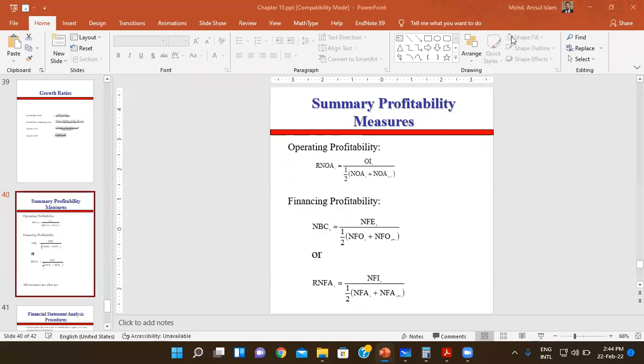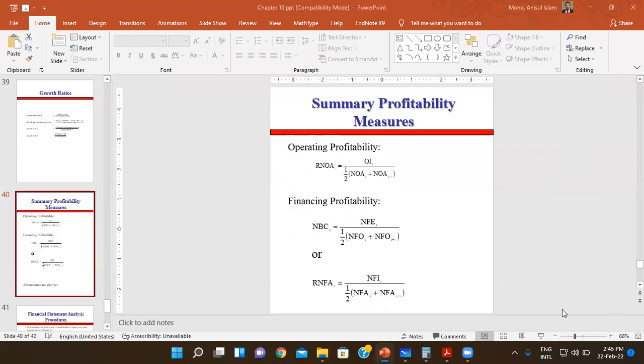Okay. We would like to understand some ratios. These are revised ratios based on the reformulation task we have already done. The first ratio we would like to talk about is operating profitability. You can recall from your conventional ratio analysis that there is a return on asset ratio. This one is the modification of that ratio, with the net operating assets identified separately.